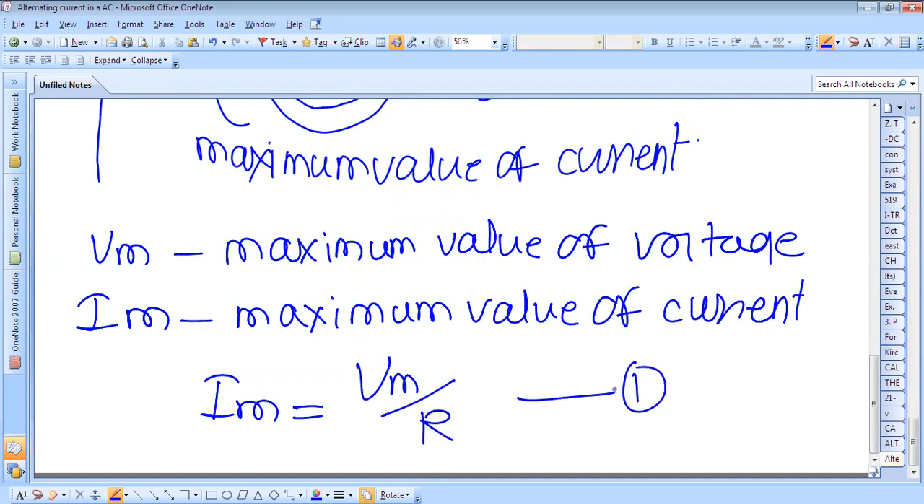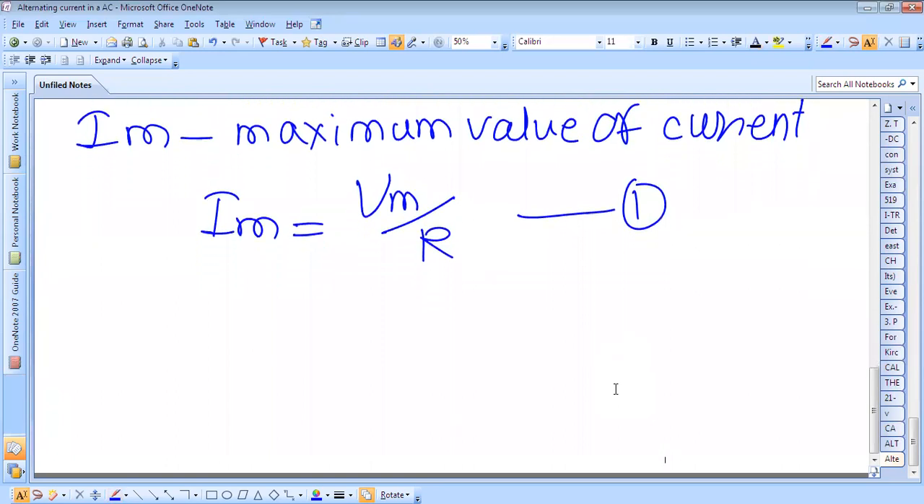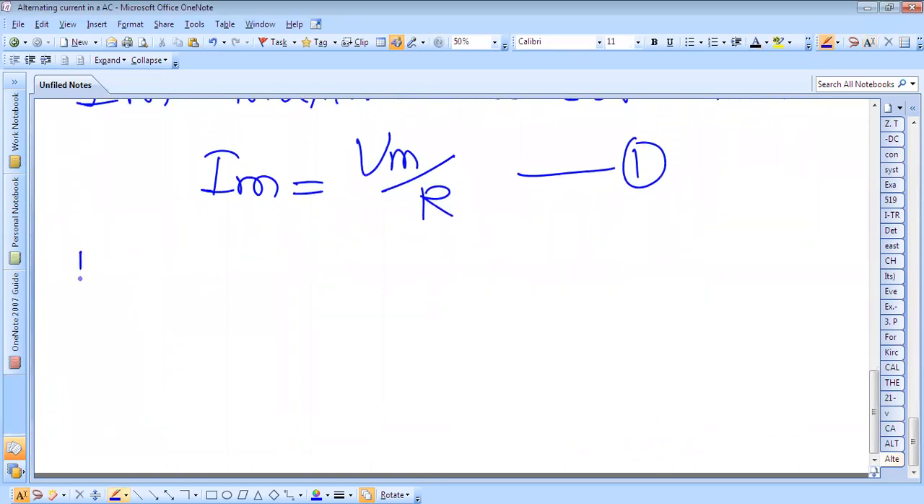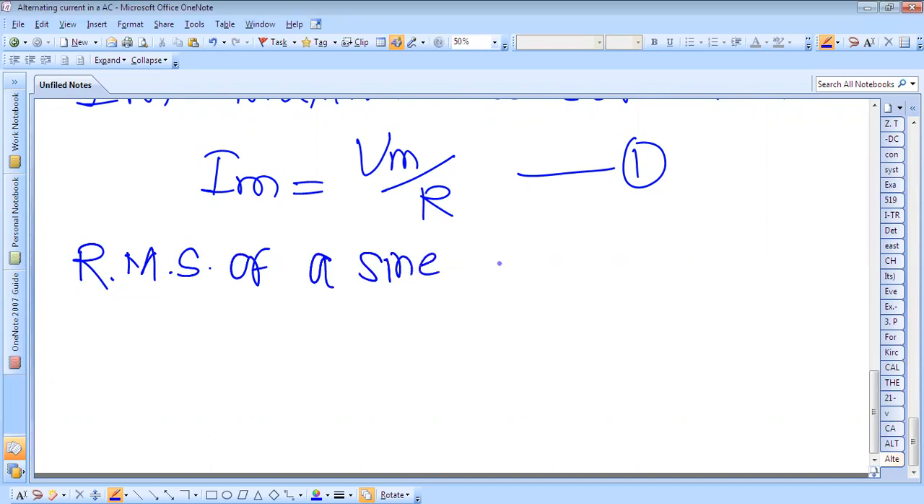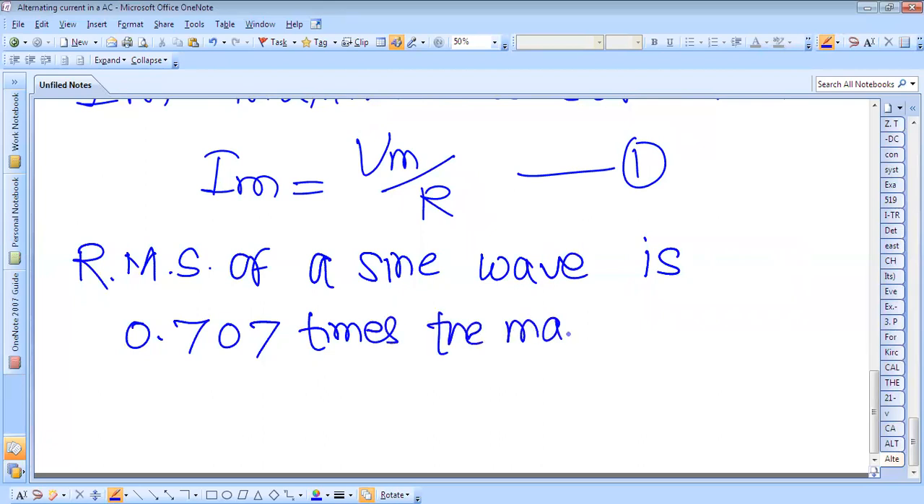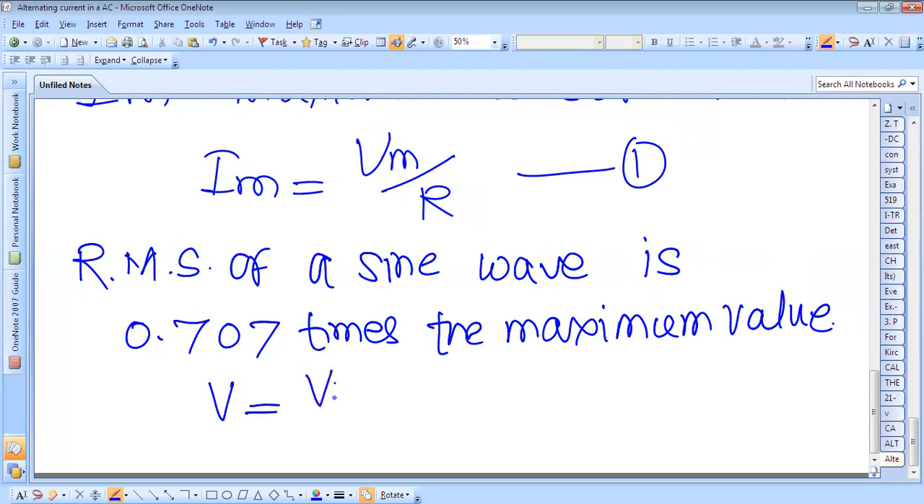Now, what is the RMS value of a sine wave? The RMS value of a sine wave is 0.707 times the maximum value. RMS value of the voltage is Vm by root 2, that means 0.707 times the maximum value of the voltage.